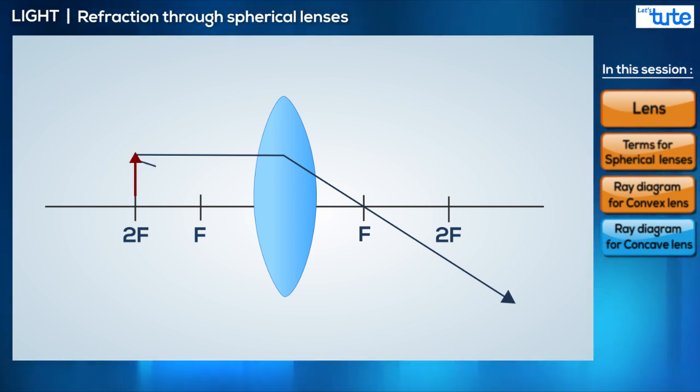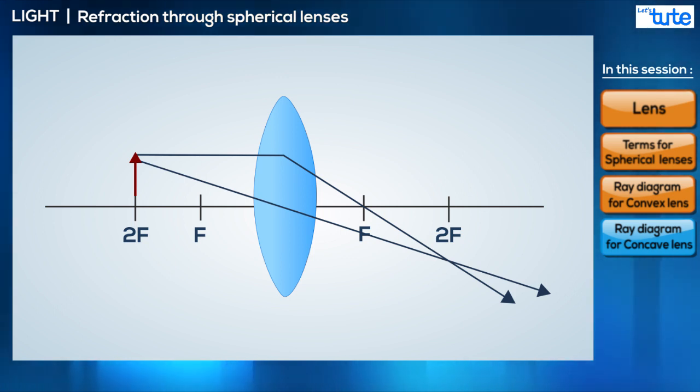Let's take another ray from the top of the object in such a way that it is incident on the optical center of the lens. Now we know from earlier that such a ray would just go straight through. Thus, if we see where these two rays meet, it is below 2f on the other side.